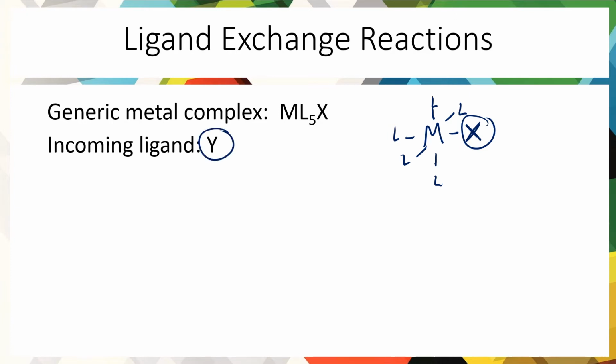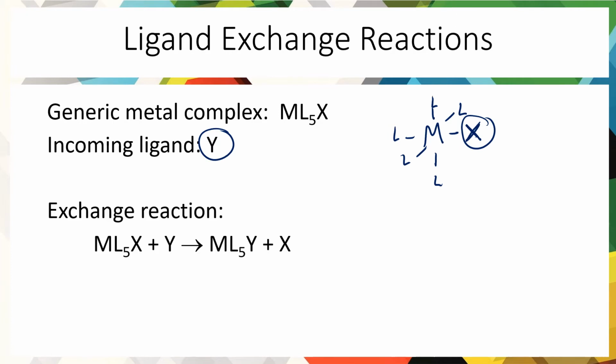Okay, so in some way we're going to have a reaction between this complex and the incoming ligand. So the exchange reaction will look like this. We're going to have our initial complex ML5X reacting with Y and exchanging. So Y is going to replace the X, and we're going to have a product ML5Y. So the question is, how does this occur? It doesn't just pop on while the other one pops off. There must be a mechanism that causes this to happen, and that's what we're going to explore.